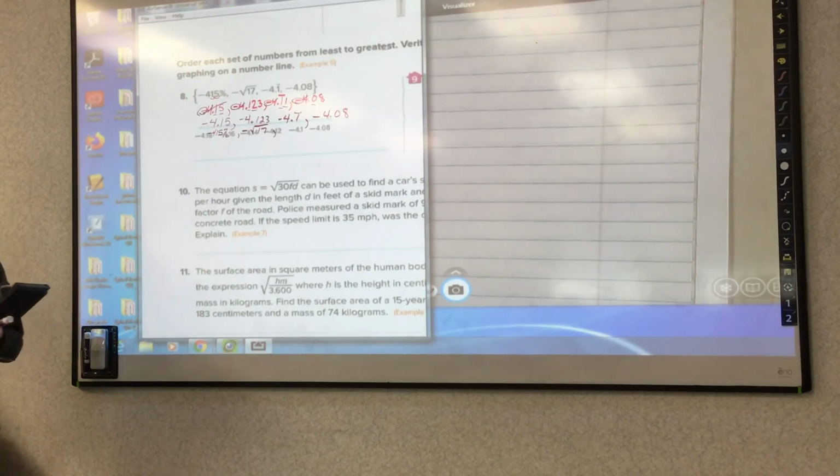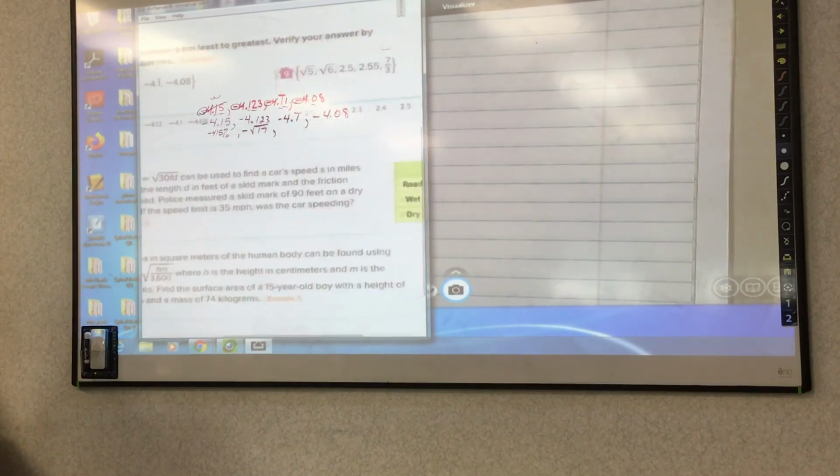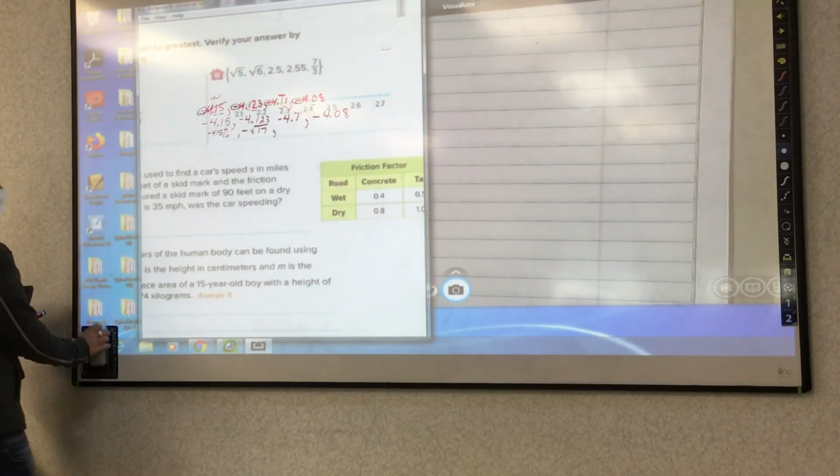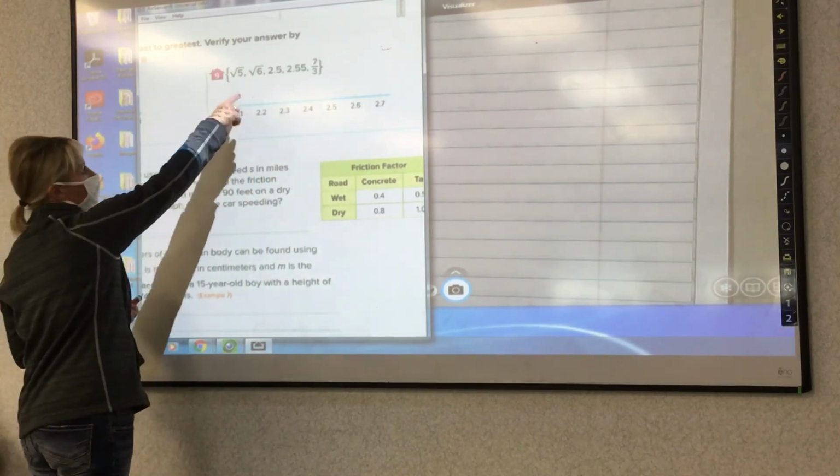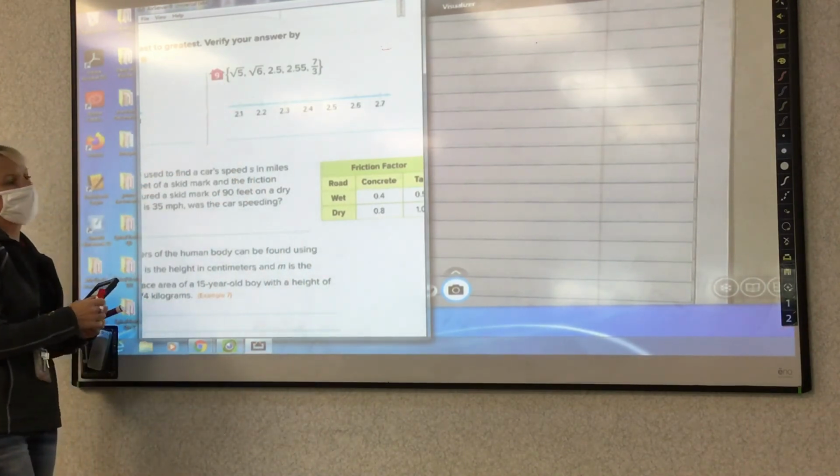We just had to change them. They're not always going to be that way. Number 9, whoa. We have the square root of 5, the square root of 6, 2.5, 2.55, and 7/3.